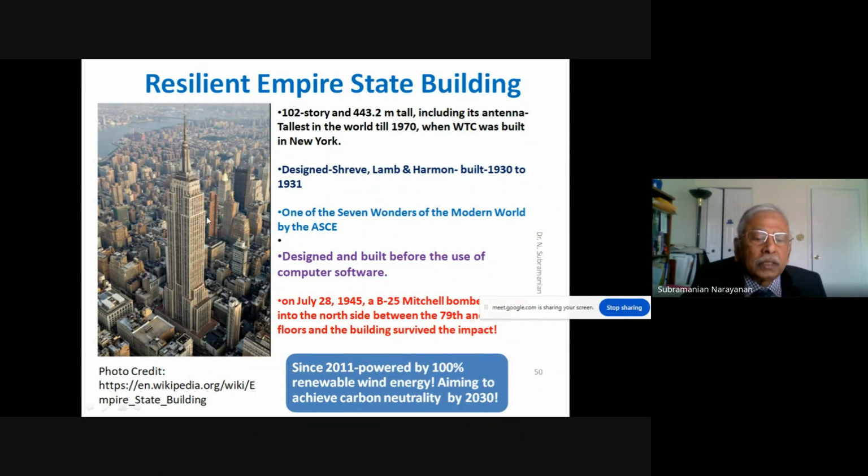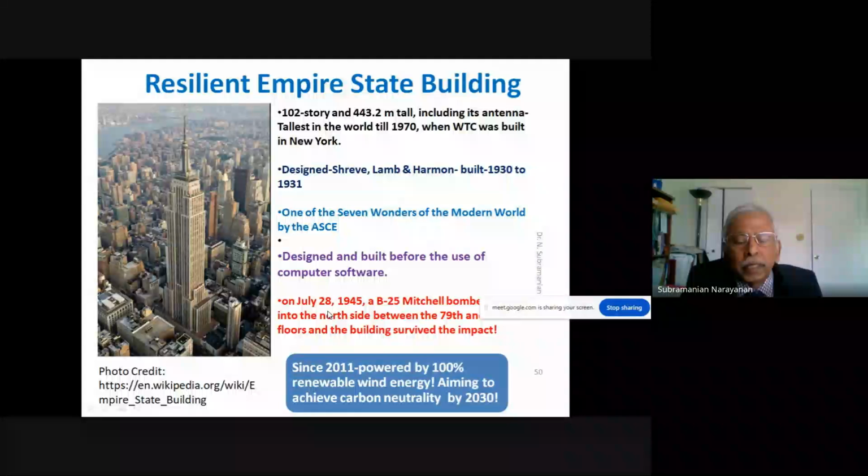I wanted to show this slide of a resilient structure, which is the Empire State Building, a 100-story building, 443.2 meters tall, which was the highest building in 1970. It was designed by Shreve, Lamb, and Harmon, and built during 1930 to 31 when there was no computer or computer software. It was considered one of the 7 wonders of the modern world by the ASCE.